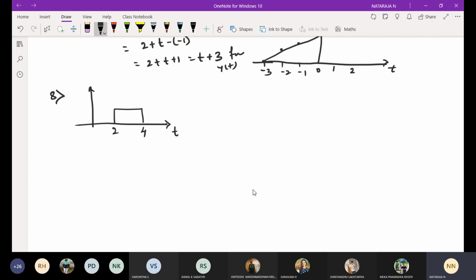So far we discussed infinite sequences. Now we are going to discuss finite sequences. Finite means we have a particular range on the time axis. This one is from 2 to 4 on the time axis, and this one is from 1 to 3. Try this problem. This is h of t.